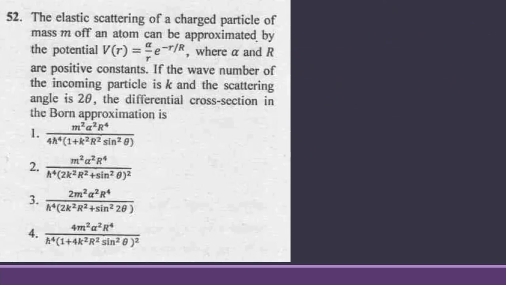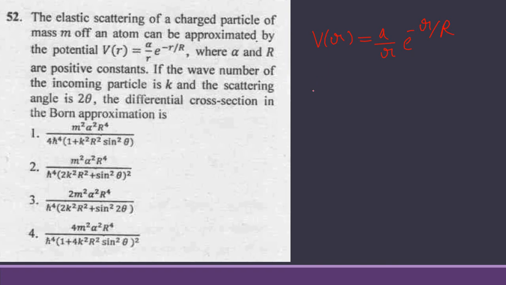So the next question is from the elastic scattering Born approximation method, differential cross section in the Born approximation. What is given to you in this question? The potential is given V(r) is equal to A by r e to the power minus r upon R. So this is a conventional type of question. इस type के question previous exams में भी आते रहे. So this is, you can say, a conventional type of question.